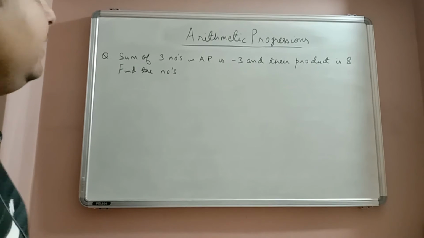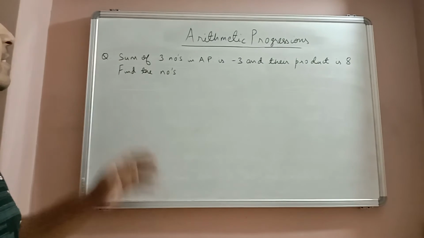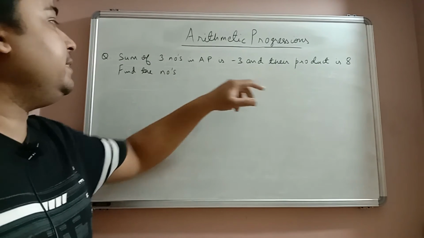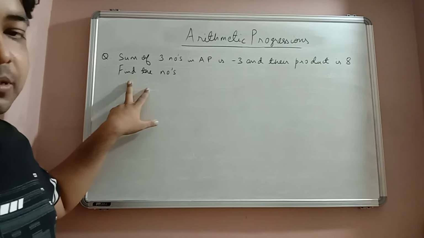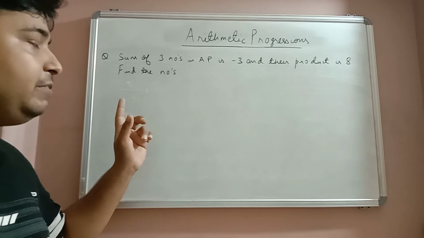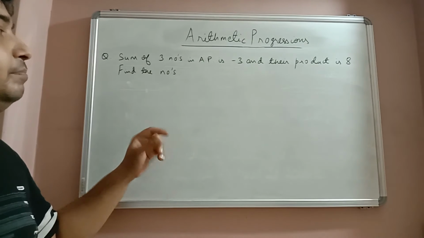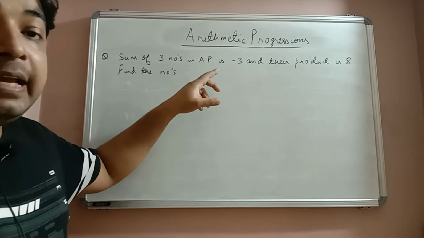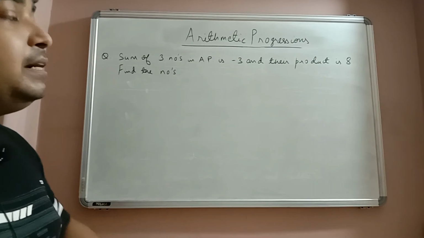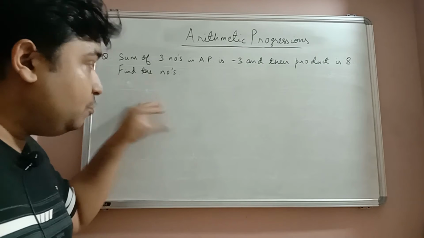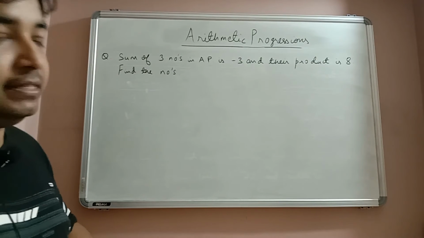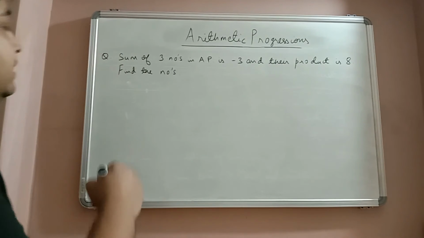Alright students, let's take up this question. The question says the sum of 3 numbers in AP is minus 3 and their product is 8. Find the numbers. Now let's recall that table which I have previously written. The table says whenever there is an odd number of terms, you have to take common difference d and the middle term as a. So I'll assume the numbers to be a minus d, a, a plus d.